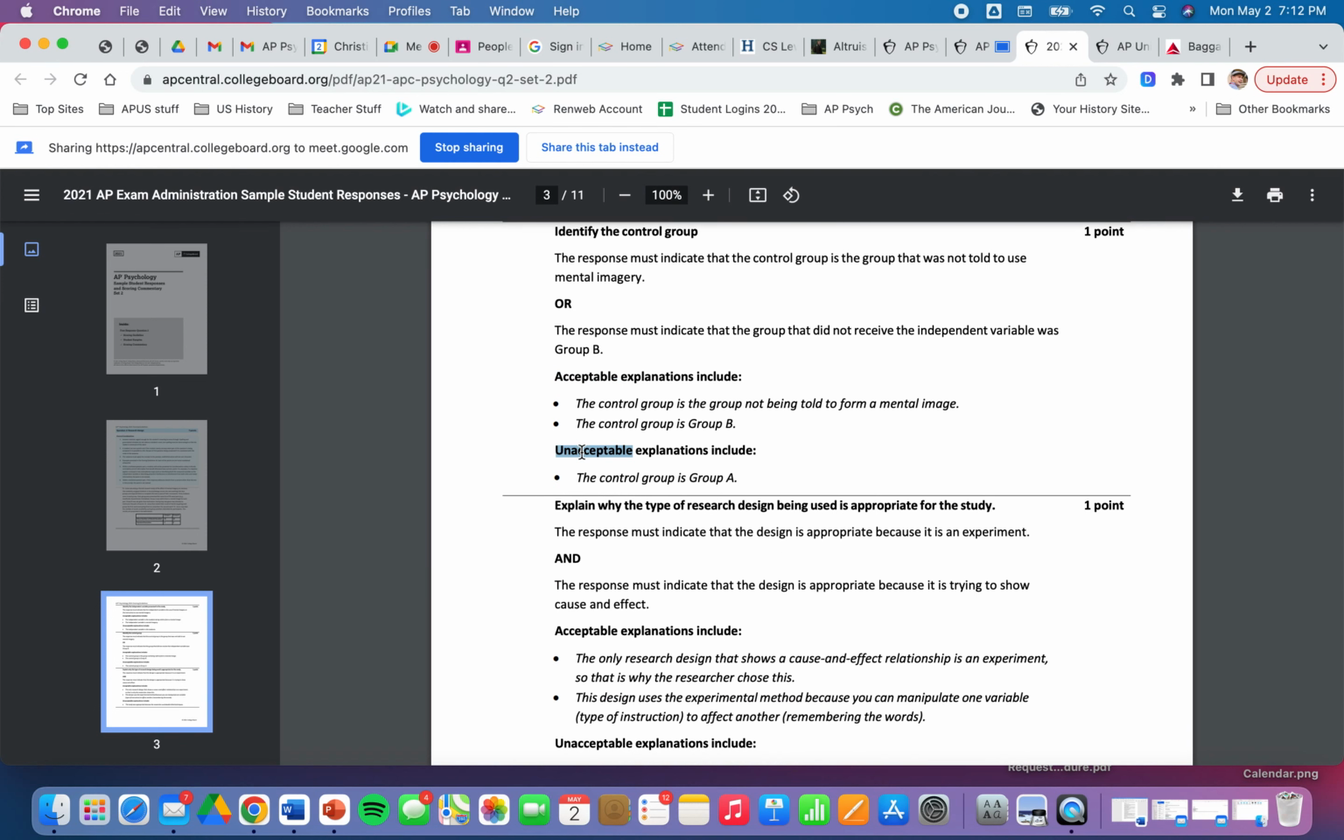Let's look at the third question, which was explain why a type of research design being used is appropriate for the study. So research design, okay? Unacceptable would have been the study was appropriate because the researcher used double-blind techniques. Is that true? No, it is not. So that would have been unacceptable, okay? What would have been acceptable?